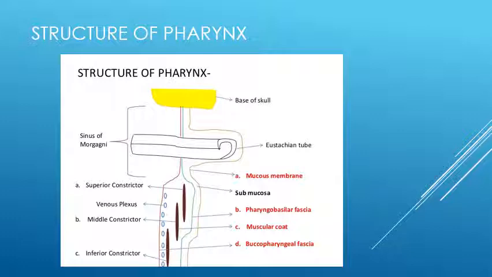So this was all about the pharynx, its blood supply, nerve supply. In the applied anatomy, inflammation of the pharynx is called pharyngitis, and which is a common condition. So this was all about the pharynx.